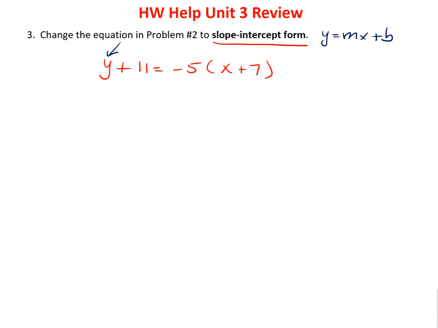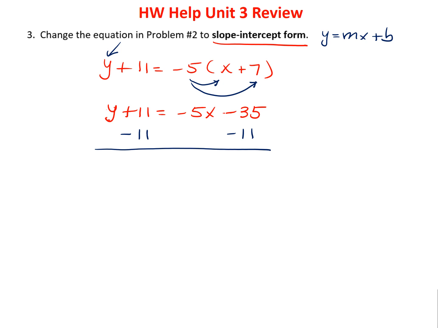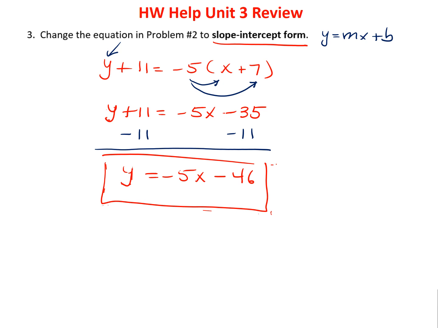So the first thing we're going to do is distribute on this side to get rid of the parentheses. So we end up here with y plus 11 equals minus 5x minus 5 times plus 7 is minus 35. Now all we have to do, we have an mx term, but we have an extra 11 over here, so we need to undo the plus 11 by subtracting 11 from both sides, and we'll arrive at y equals minus 5x minus 46. And there's the same equation in slope-intercept form.